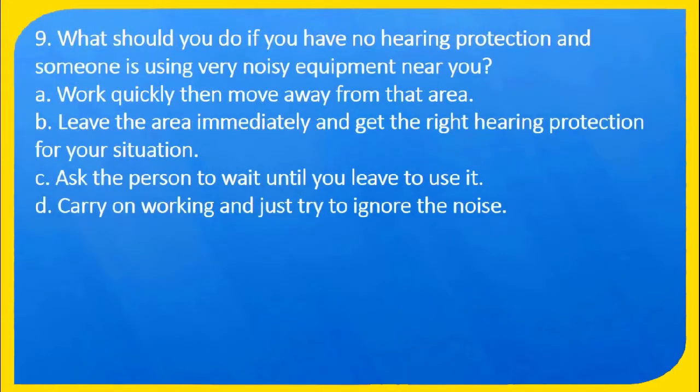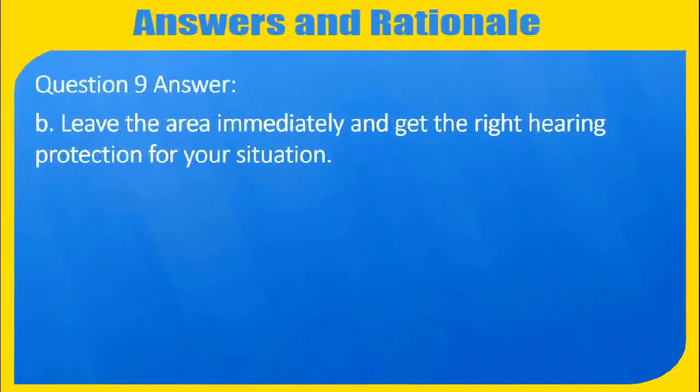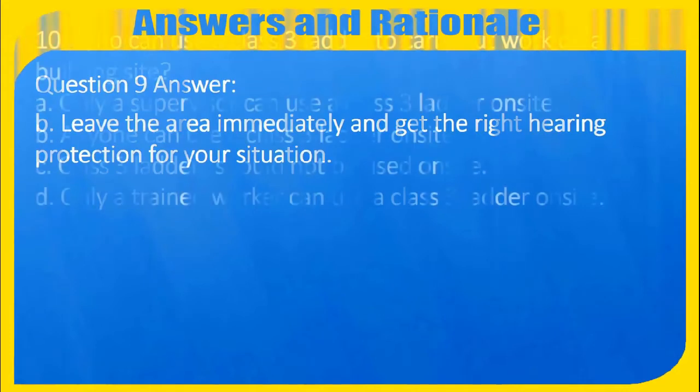Question 9. What should you do if you have no hearing protection and someone is using very noisy equipment near you? A. Work quickly then move away from that area. B. Leave the area immediately and get the right hearing protection for your situation. C. Ask the person to wait until you leave to use it. D. Carry on working and just try to ignore the noise. Question 9 answer, B. Leave the area immediately and get the right hearing protection for your situation.